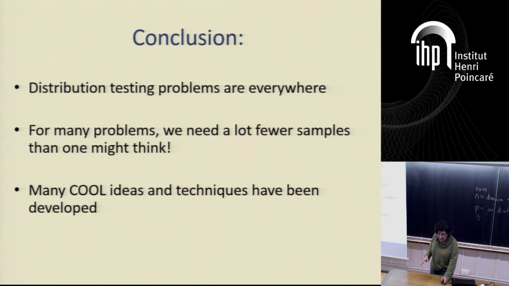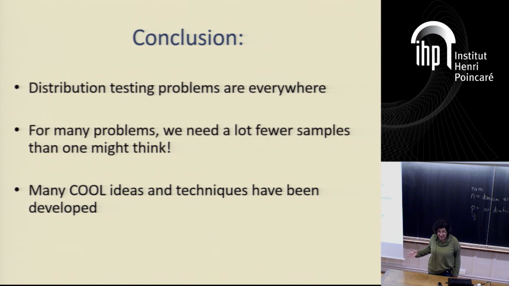Okay, so basically I'm ready to conclude now. I think I'm out of time anyway, so it's just in time. In conclusion, there are distribution problems everywhere. For a lot of problems, we can use a lot fewer samples than might be immediately apparent. There are a lot of cool ideas out there, and I've only mentioned a small portion of them. There are a lot more cool techniques, and a lot of great colleagues. So it'd be great if people joined and worked on this. So that's what I have to say.